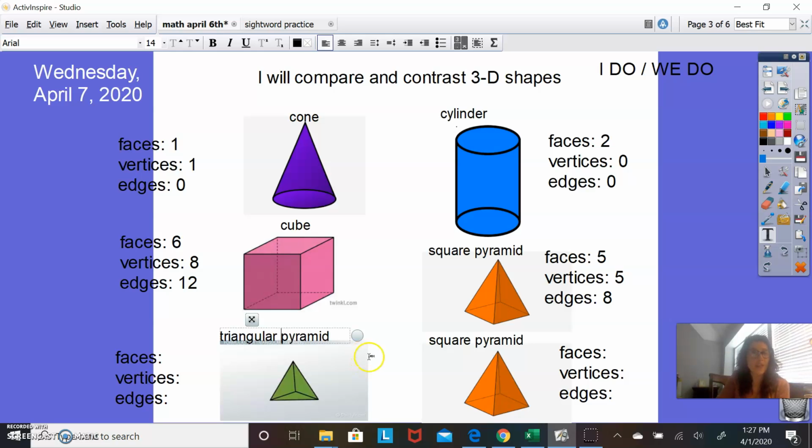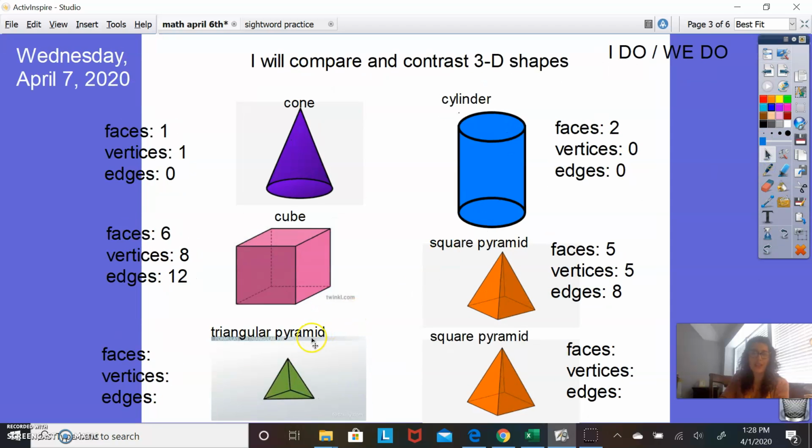I know that if we were together in class, some of you would be raising your hand and saying, Ms. Castillo, that's not a rectangle, that's a triangle. So I know that you guys would be helping me out. You see, sometimes teachers make mistakes too.